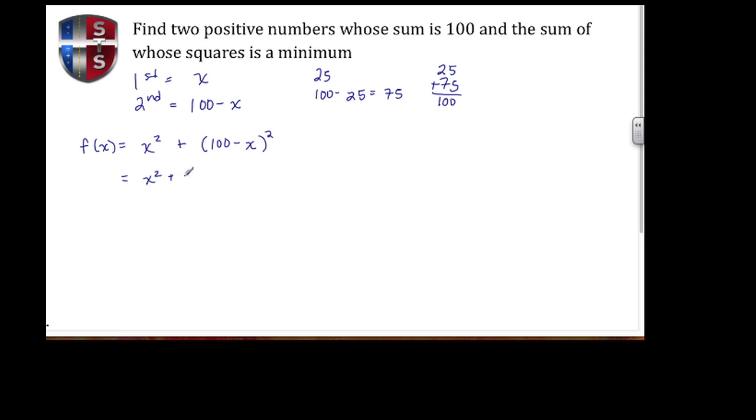So we have x squared plus 100 minus x times 100 minus x. Now we're going to FOIL to make this even simpler. So 100 times 100 to give me 10,000. 100 times negative x to give me a negative 100x. Negative x times 100 to give me another negative 100x. And then negative x times negative x to give me a positive x squared. At this point I'm going to combine like terms. I end up with 2x squared minus 200x plus 10,000.